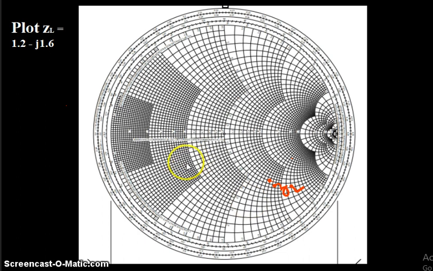Now, we are going to plot zL. For that, we identify the 1.2 circle. This is the constant resistance circle, the 1.2 circle. Again, we identify the minus 1.6 circle. Minus means we are taking the bottom half of the Smith chart and identifying the 1.6 circle. Now this 1.2 circle and 1.6 circle intersect at this point. So this point is called zL. Now we have plotted the zL value.